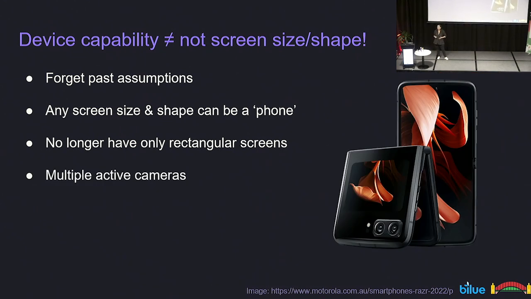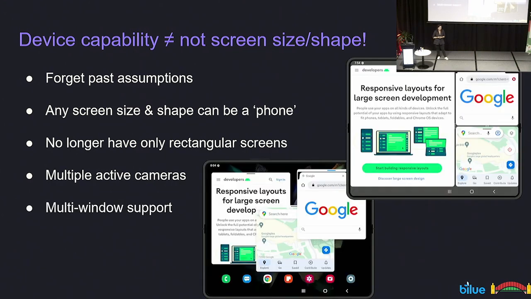We also have multiple active cameras to think about. A lot of these devices have great cameras both inside the device and outside, and you can use them simultaneously. You might be able to have some really cool applications by seeing the user's photo as well as what they're looking at. And these are available when you've got multiple screens to play with in these new devices.